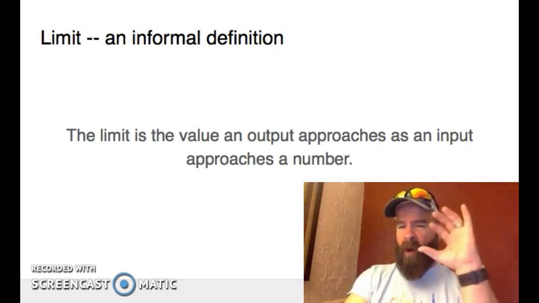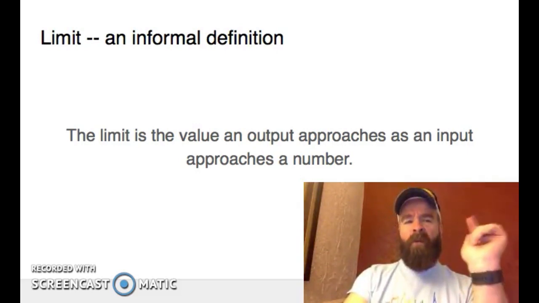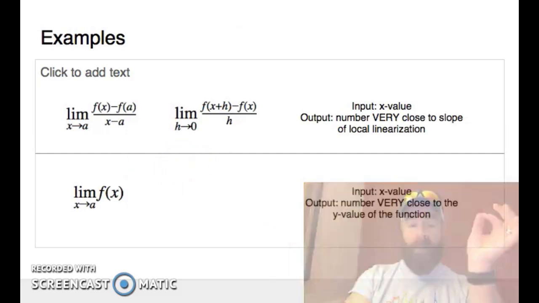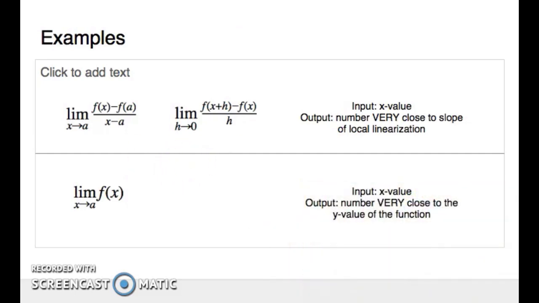So we've already sort of talked about limits a little bit with the idea of slope of a local linearization. I'm going to talk about these two. These are what are called slope limits. The input is x approaching a number, or the change in x, which is h, approaching 0, getting really close to 0. The output is the thing that's next to these limits. And if you remember, these outputs came from slopes. This was the slope of two distinct points, x and a. This is the same definition, just phrased in a different way.